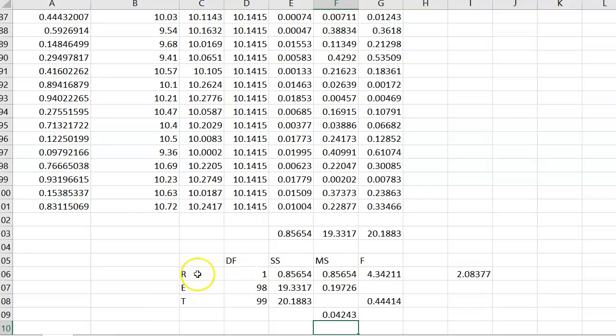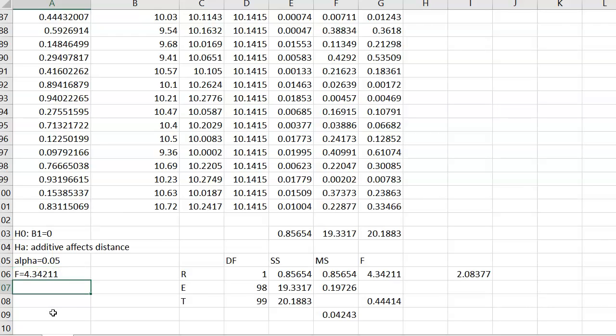So why don't I just go ahead and do my hypothesis test? We can use symbols, beta 1 equals 0, or additive affects distance. Additive and distance are related. I mean, there's a lot of ways we could word this. I could do my F or my T, but I'm going to go with my F here because that's the new thing we are learning.